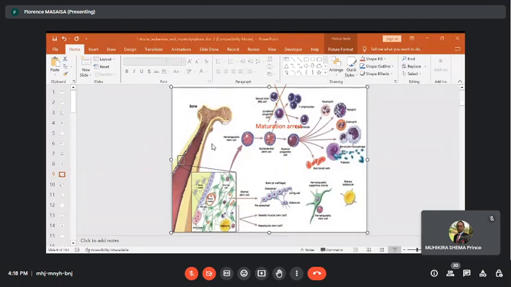Can you see the slide now? I somehow adjusted. Yes. Okay.